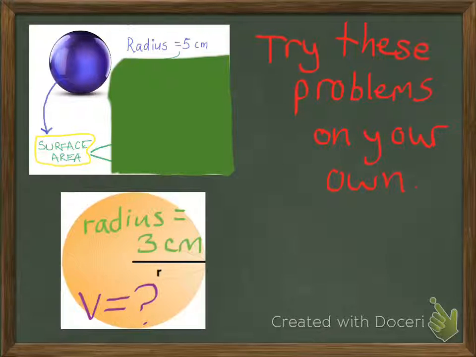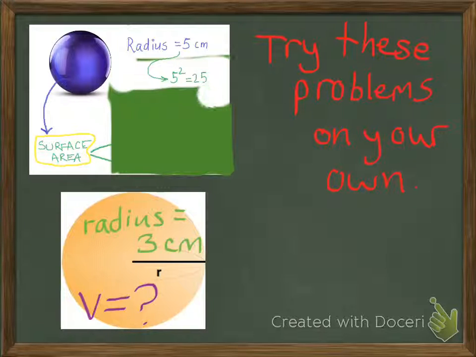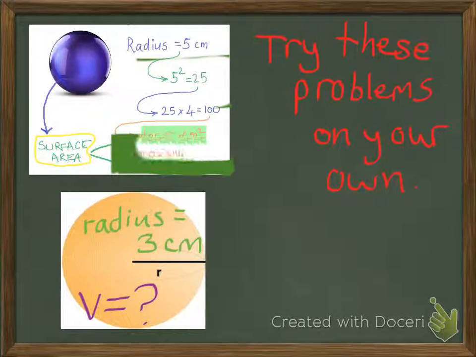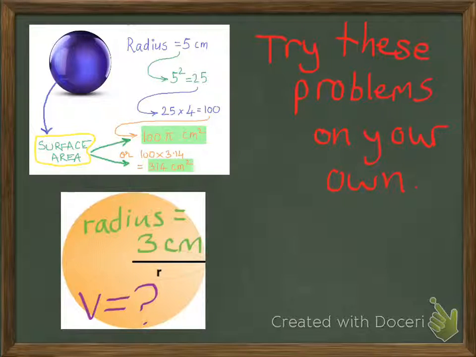Okay, so now let's go over the answers. For the first one, you had to solve the surface area, and the radius of the ball was 5 centimeters. So the answer is 314 centimeters squared. Now, how you got this answer is basically by doing this.